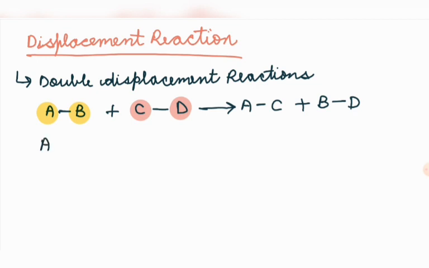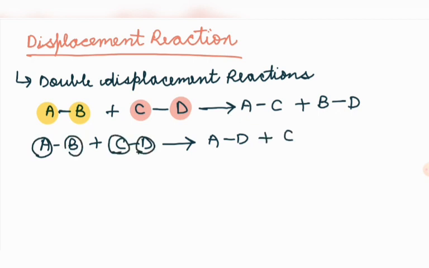Suppose we have AB here and then we have CD here. Another result that can take place is we get AD, means this A combines with this D and this remaining C will combine with this B. This can also take place. So both types of reactions can take place, means we have both results. This can also take place and this can also take place.